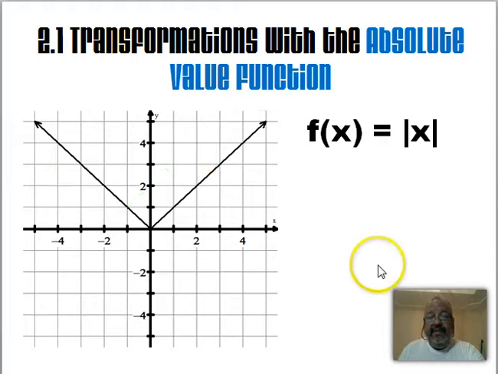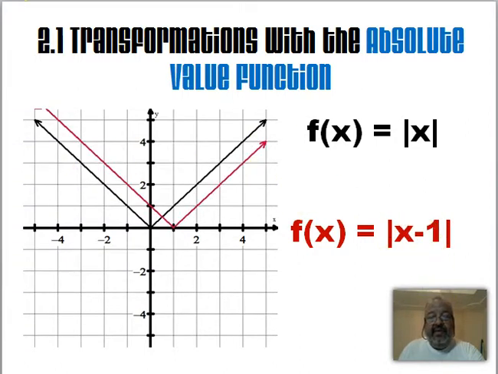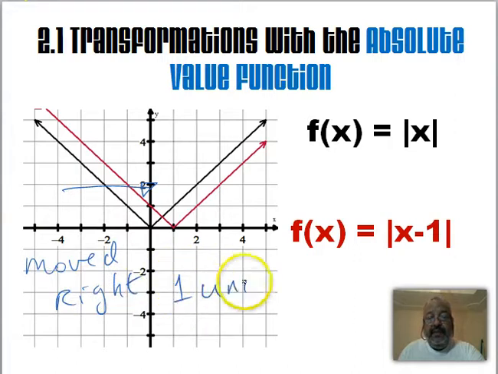And once again, we're starting here with the absolute value. We added a number inside, so this time we're going to subtract the number inside. The other one went to the left, so I think subtraction is going to go to the right. And there it is, it moved to the right, 1 unit. It's on the inside, so it does the opposite thing.